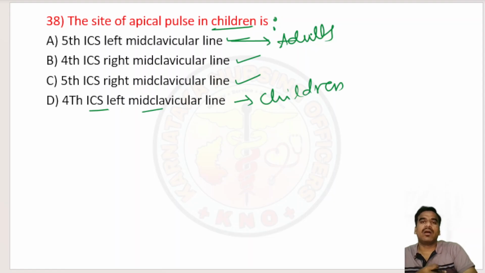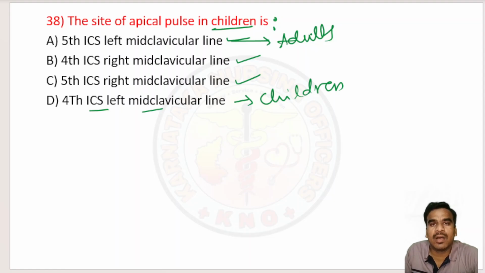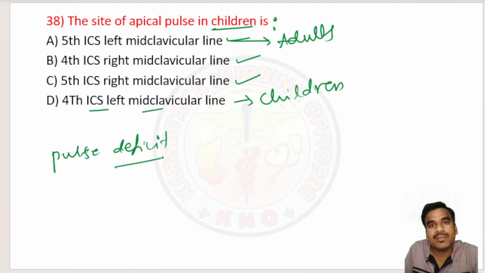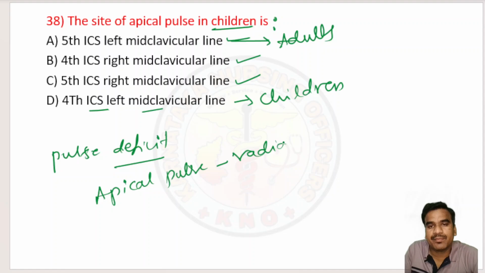Apical pulse means we auscultate the heart rate. We keep the stethoscope on the apex of the heart and count the heartbeat. We assess the apical pulse to identify the pulse deficit. So what is pulse deficit? It is the difference between the apical pulse minus the radial or peripheral pulse. It is the difference between the heart rate and the peripheral pulse.